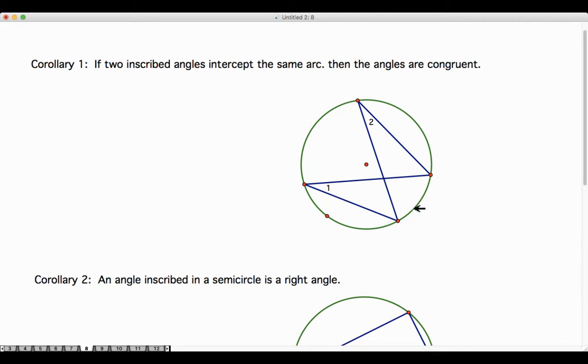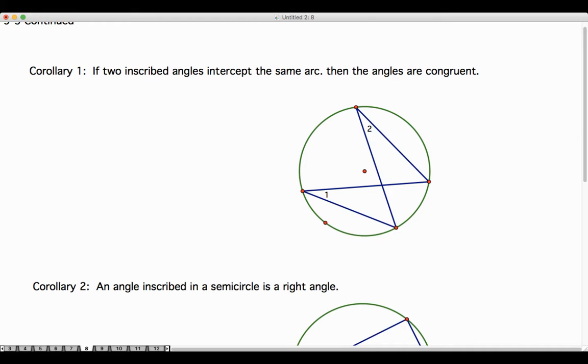Here's the arc in question, and angle 2 intercepts that arc. Angle 1 also intercepts that arc. The corollary says that angle 1 and angle 2 must be congruent. Well, if you just lean on the theorem we just proved a second ago, for instance, suppose I said this was a 40-degree arc.